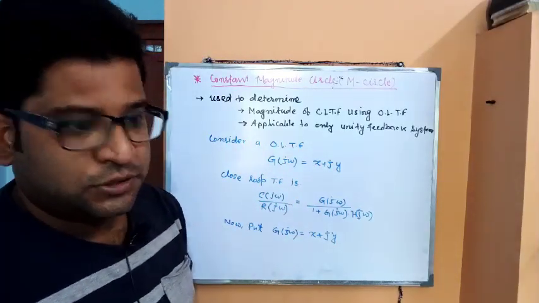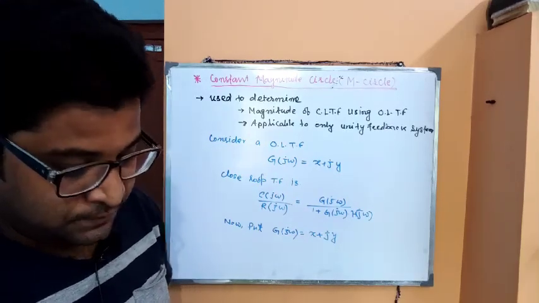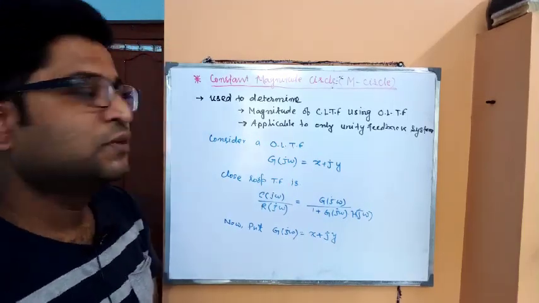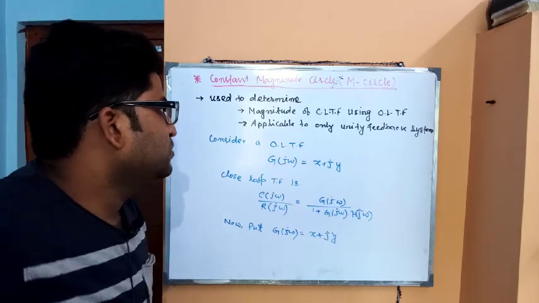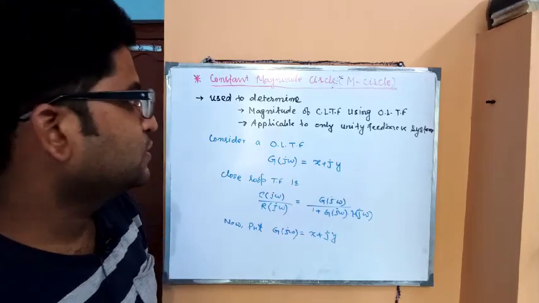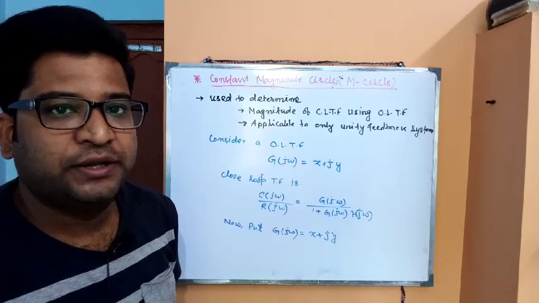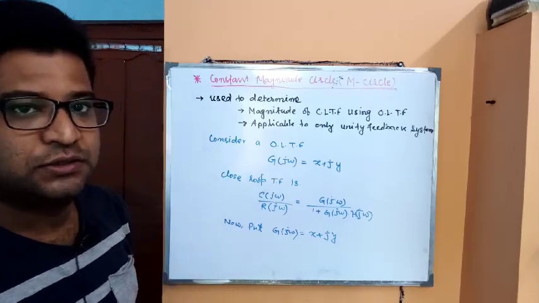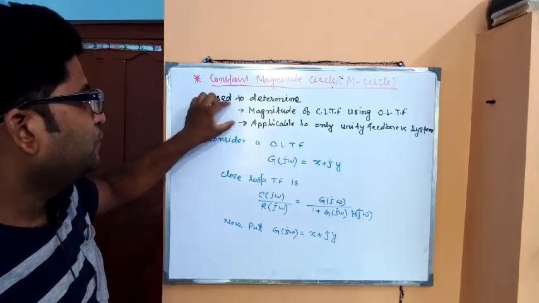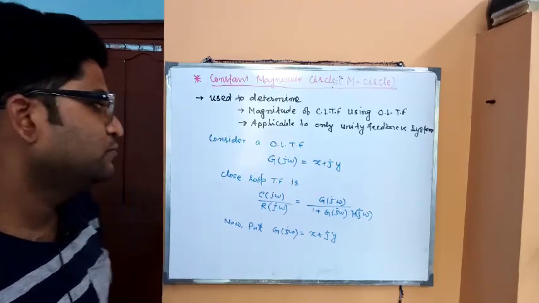Today we are going to discuss the constant magnitude circle, or M circle. The constant magnitude circle, or M circle, is used to determine the magnitude of the closed loop transfer function using the open loop transfer function, and it is only applicable to the unity feedback system. So these are the conditions of the constant magnitude circle. It is only applicable for the unity feedback system.